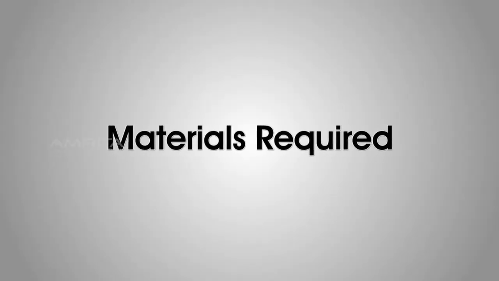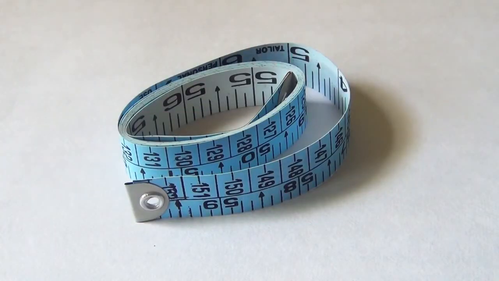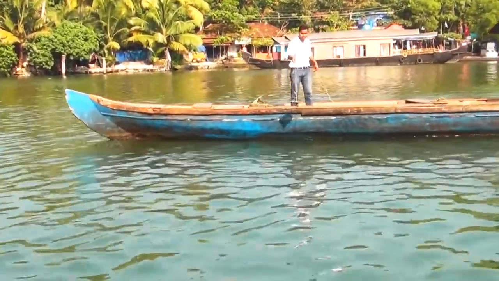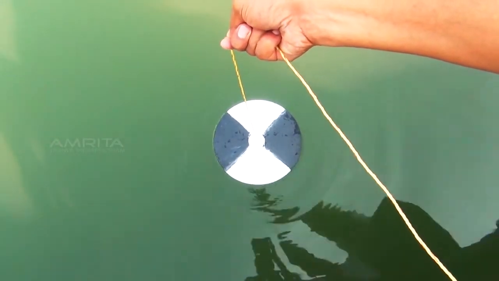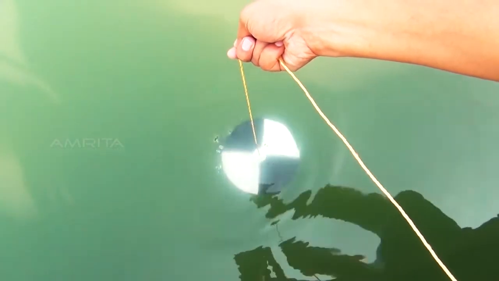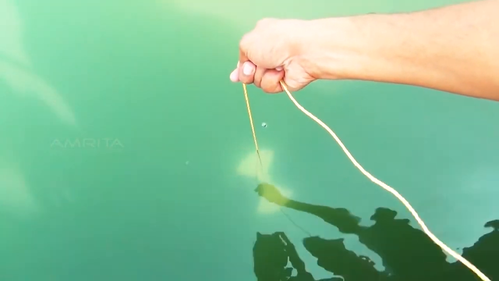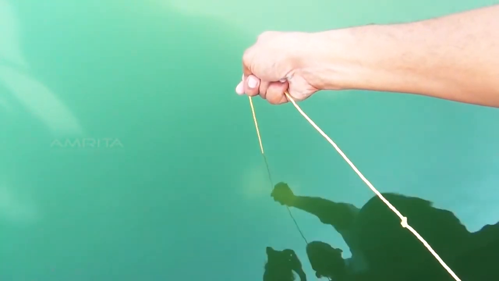Materials required: Secchi's disk tied with a rope of moderate thickness and a meter tape. Procedure: reach the center of the pond in a small boat. Slowly immerse the Secchi's disk into water vertically, holding the rope tightly till the black and white segments of the disk disappear. On reaching a particular depth, the disk becomes completely invisible.